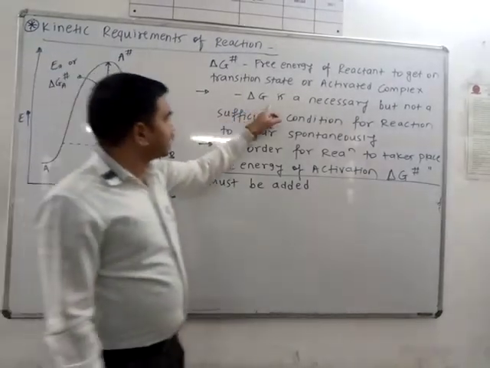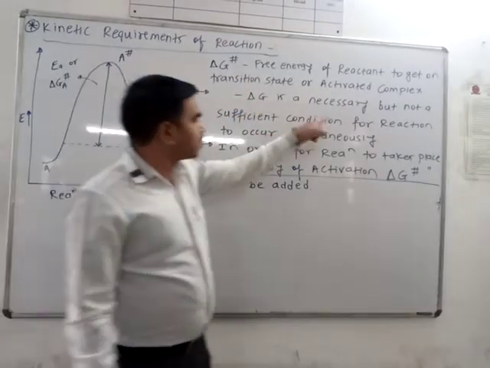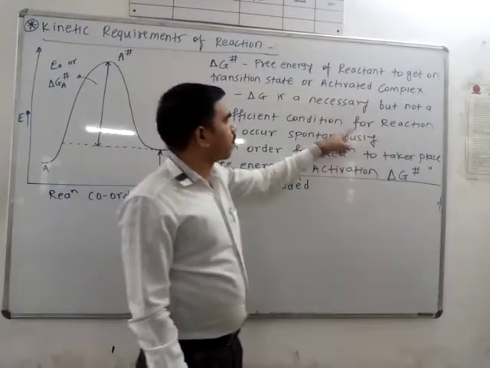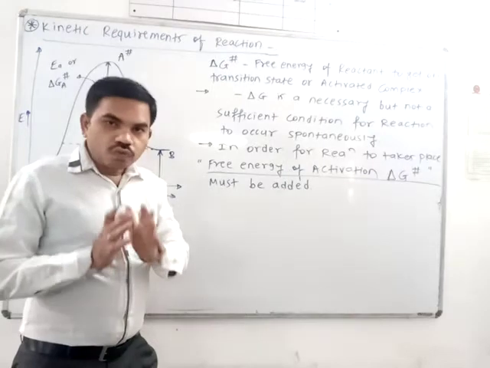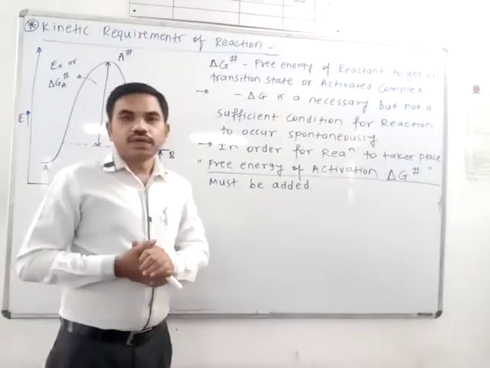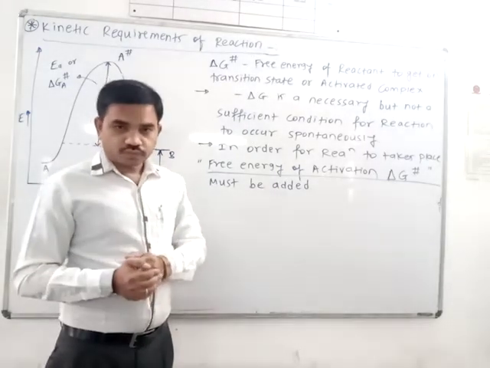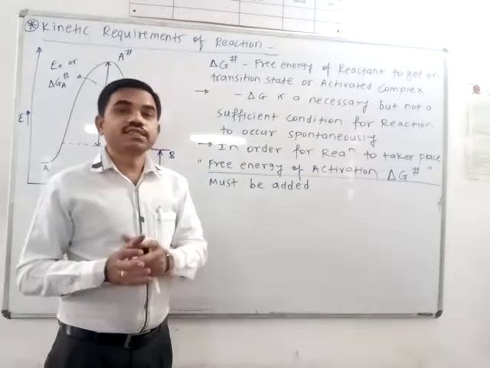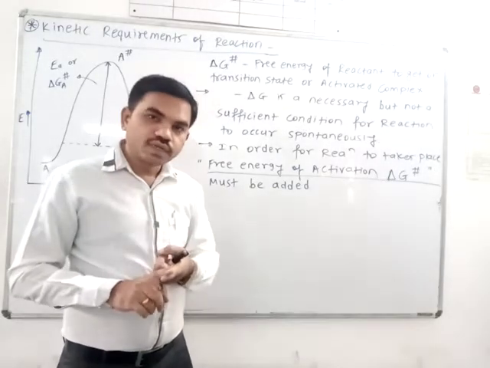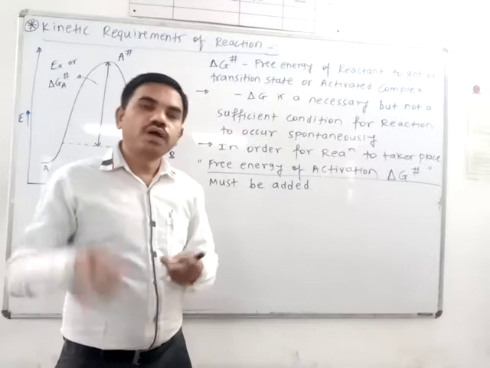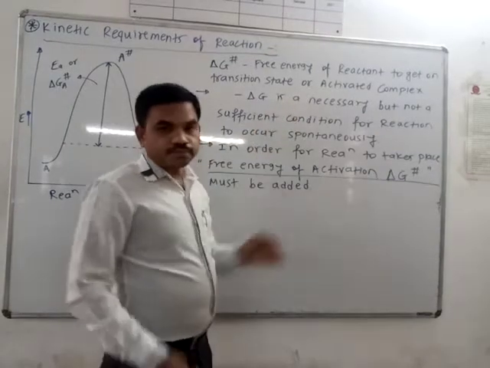See here, a negative delta G is a necessary but not a sufficient condition for a reaction to occur spontaneously. Generally, reactions take place in two ways, spontaneous and non-spontaneous. Generally all naturally occurring reactions are spontaneous, and in that case delta G is negative, delta H (enthalpy change) is negative, and delta S (entropy change) is also negative. But this is not a sufficient condition.